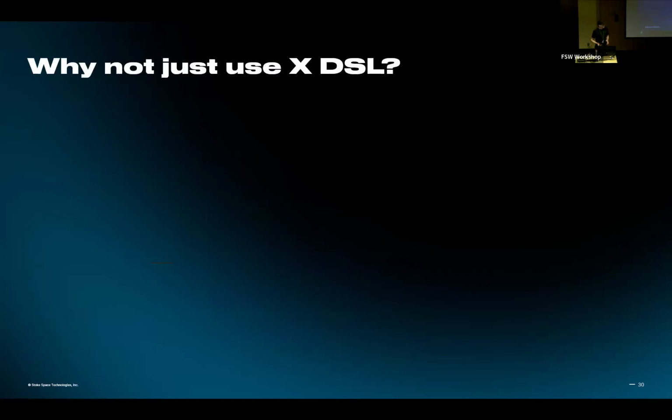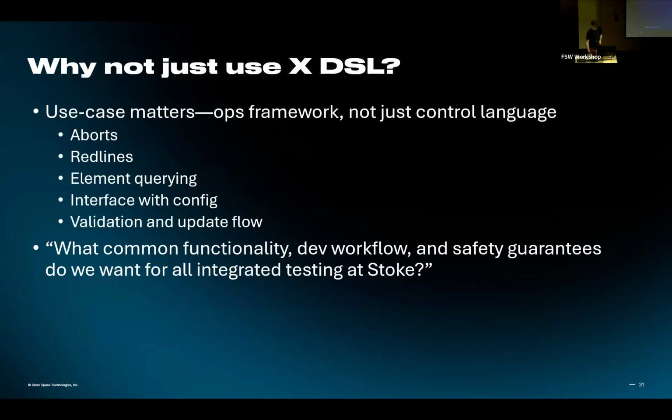Around this point is a great moment to ask, okay, why not just use a domain-specific language for this? There's a lot of ways people describe autonomous behavior. And I think my brief answer to that is that we're really focused on creating an ops framework for Stoke. The use case matters a lot, and it's important that we have control over the notion of what is an abort for Stoke, what is a red line, how do we talk about element state, how do we interface with config and validate that.